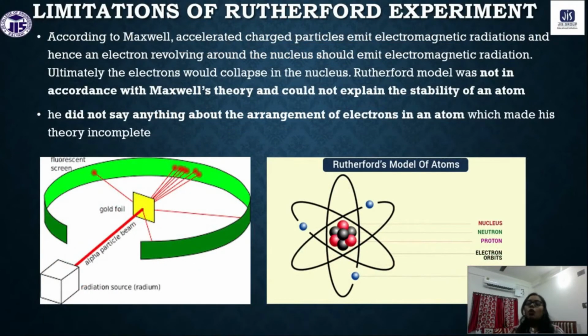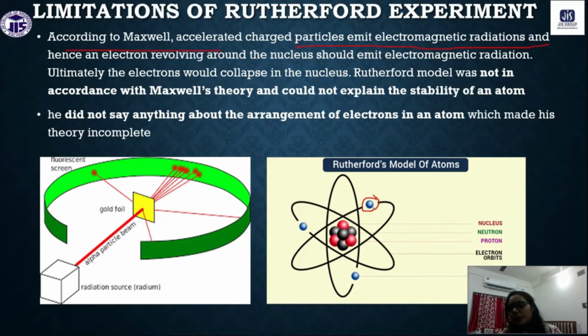Okay, so what are the limitations of the Rutherford experiment? There are some limitations that we have. According to Maxwell, what will happen if a charged particle is accelerated? This particle will continuously emit electromagnetic radiation, like these electrons. This is one electron. This electron is revolving around the nucleus. This electron is charged, and the nucleus is also positively charged.